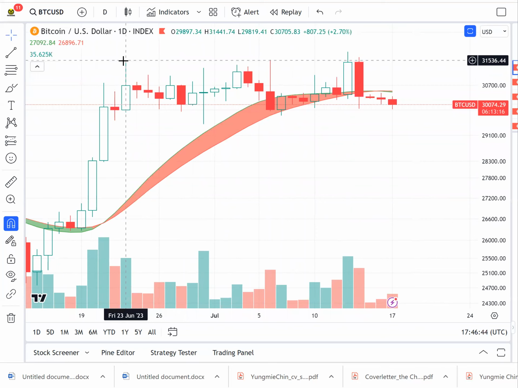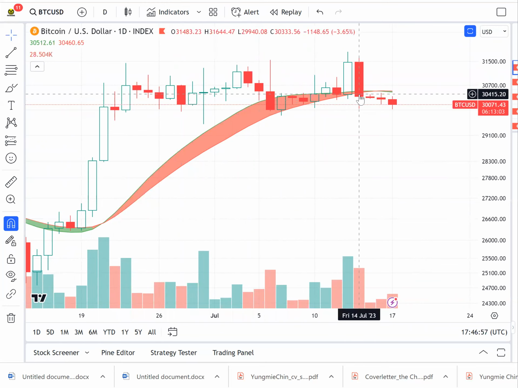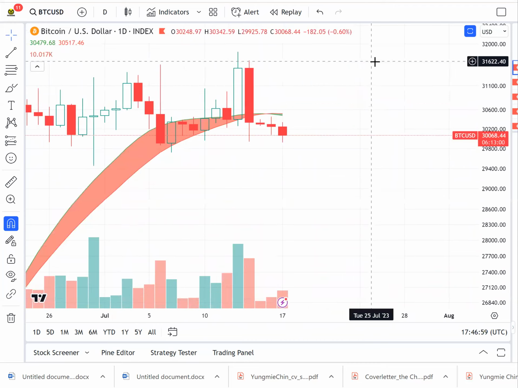It has been battling from 23rd of June until now, okay? So even the pullback time has happened, even the timing is happening, it's still battling in this zone. So it's quite impressive, I would say.